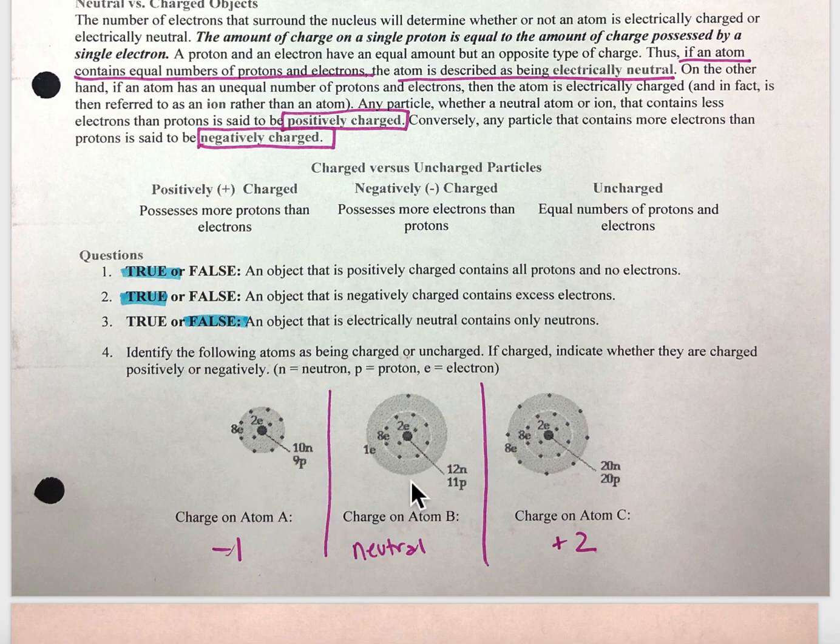For atom B, we have 11 protons, and then we have 2 plus 8 plus 1 electrons. So that is 11 electrons and 11 protons. Since the protons are equal to the electrons, we have a neutral charge. Over here for atom C, we have 20 protons, and we have 2 plus 8 plus 8 electrons. So that is 18 electrons and 20 protons, meaning that we have 2 more protons than electrons. So that's how we get the charge of +2.